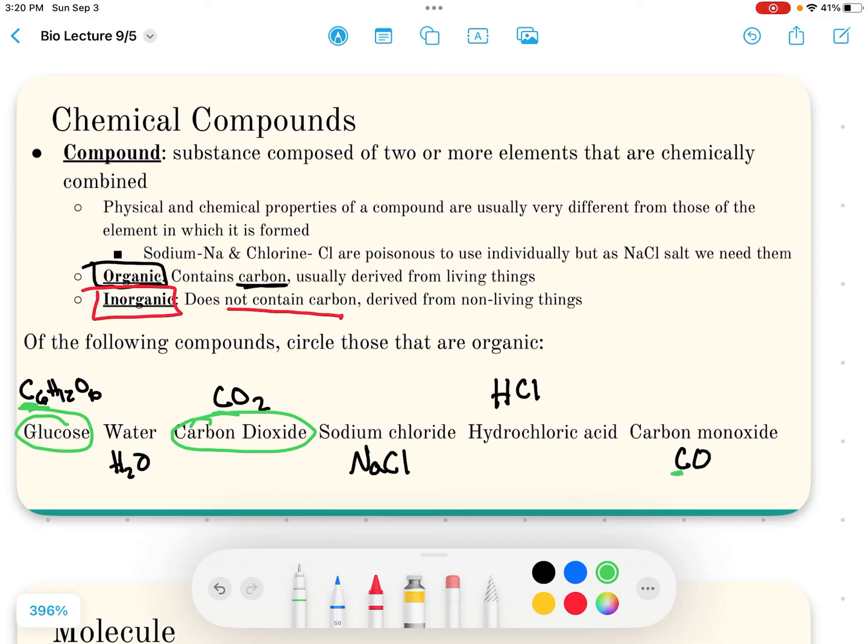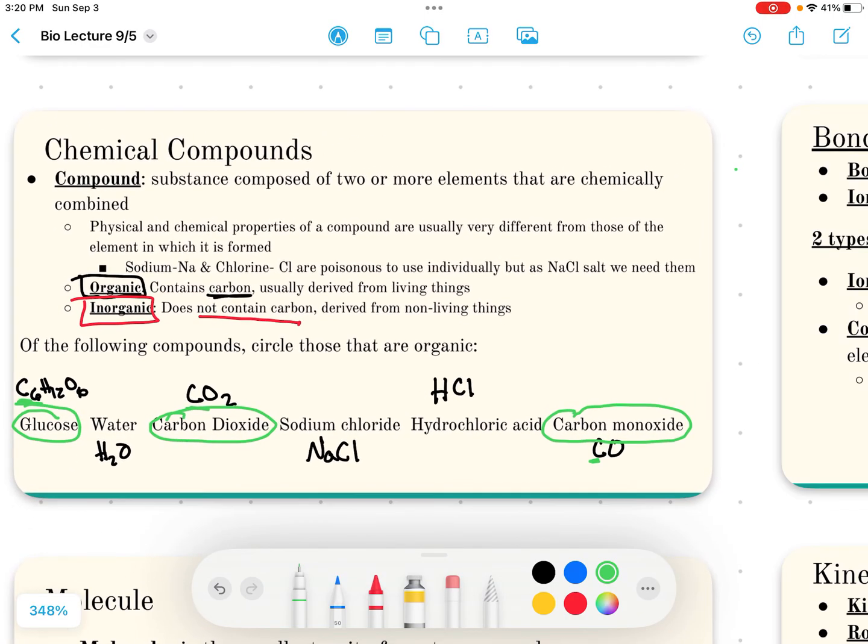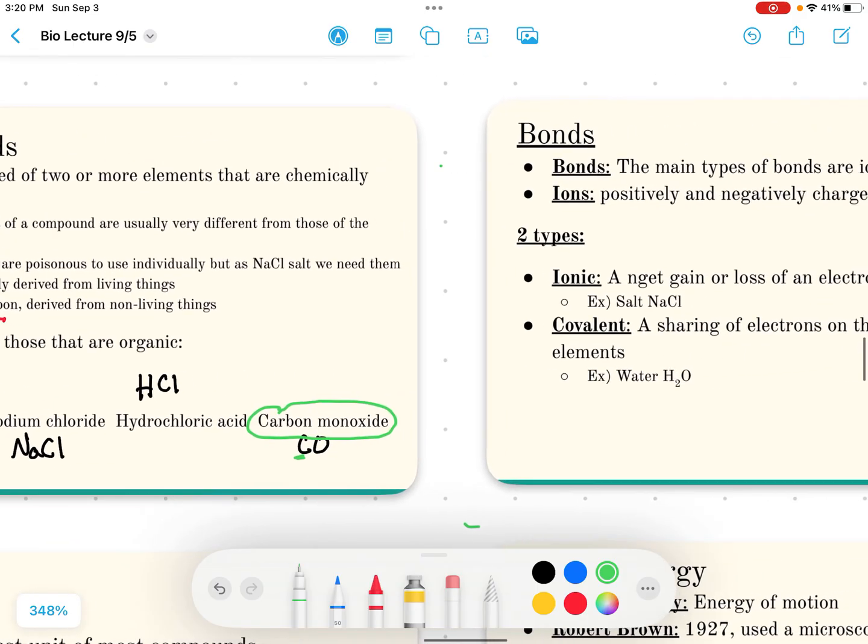And then we have carbon monoxide. Carbon monoxide has our lovely little carbon there. That is organic. Carbon monoxide, a lot of times we'll see that coming out of furnaces. And a lot of times we'll hear that within carbon monoxide poisoning. So it is a naturally occurring compound.